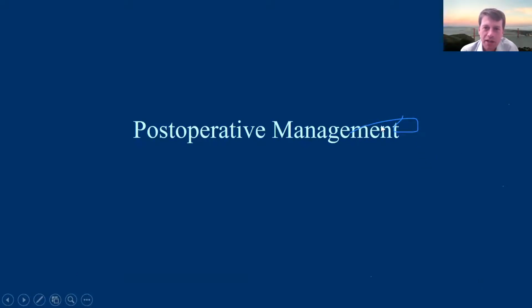Postoperative management. Sorry, it looks like I did annotate something here, but we'll ignore that for now. So moving on to postoperative management.